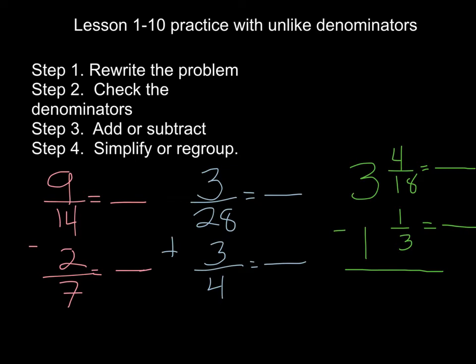So let's take a look at our first fraction over here. 9/14 and 2/7. So step 1, rewrite the problem. That's done. Step 2, checking the denominators to see if they are common already. We can see that our denominators are not common. So the first thing I would do would be to take a look at my largest denominator, which out of these 2 denominators is 14, and ask myself if I were to use 14 as a common denominator.